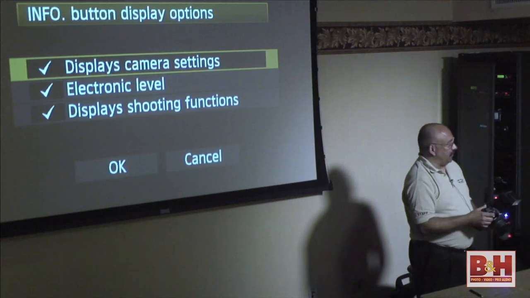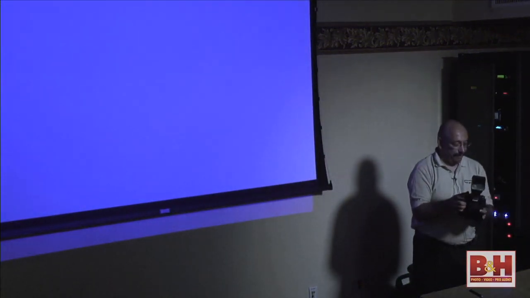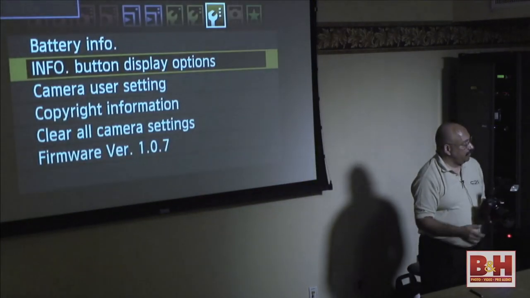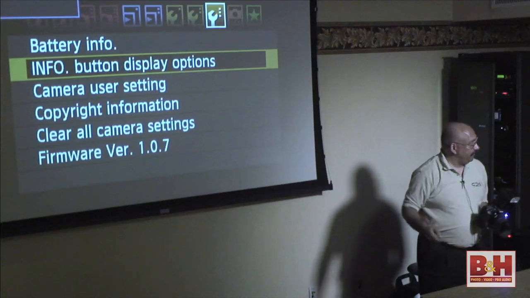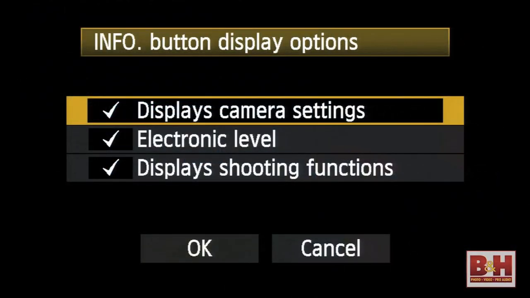Basically, what we're saying is, I showed you the wrong thing. What I meant to show you was what's happening when we're actually live. On the 7D, you've got a choice of displaying regular camera settings, the electronic level, or shooting functions. So let me show you that one more time real quick. I'm sorry, I pressed the wrong thing and I went into playback, which I shouldn't have.